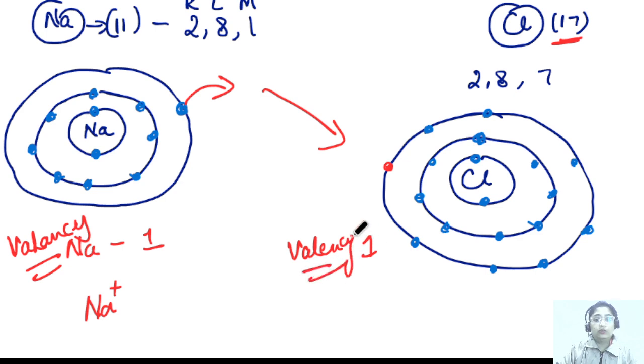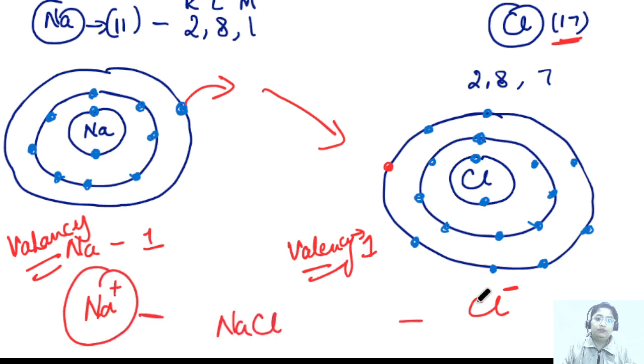Valency is 1 only because it is accepting one electron. But when we write chlorine, it becomes a negative charge. Understood? And sodium and chlorine become NaCl. So both of these are basically ions. I hope this is clear to all of you.